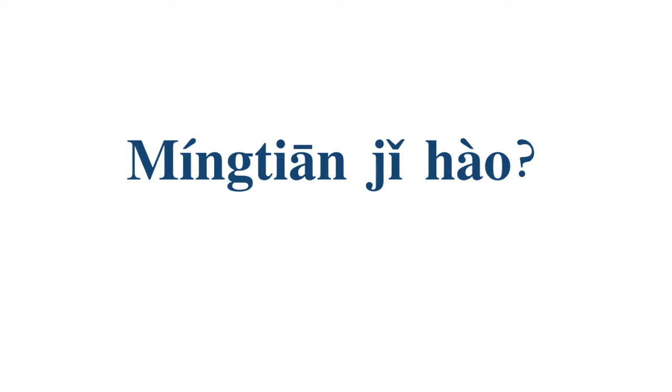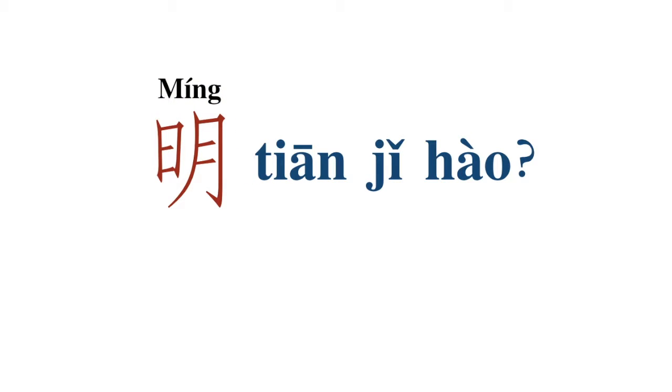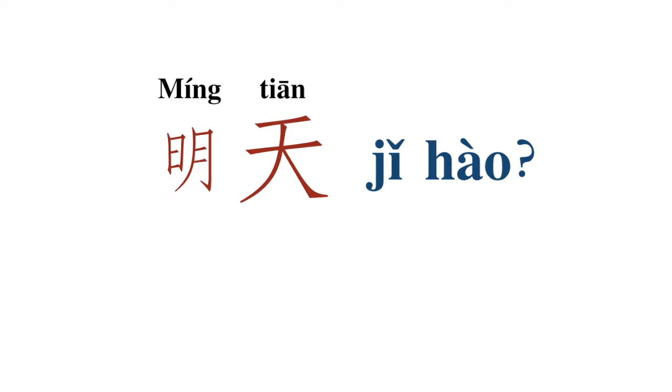Now, the characters. In this sentence, all characters are new. Let's see them one by one. The character 明 means brightness, and is formed by two meaning components, a sun on the left and a moon on the right. Sun and moon, the two most bright things in the nature, make up the character for brightness, 明. Let's see the second character of the word tomorrow, 天.